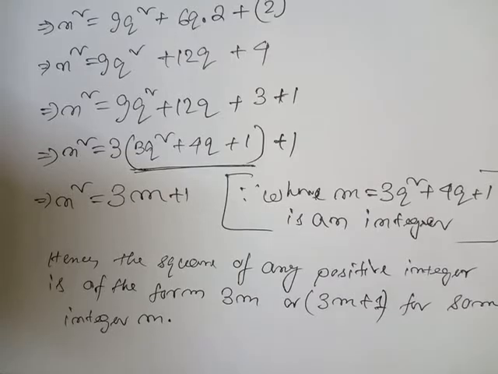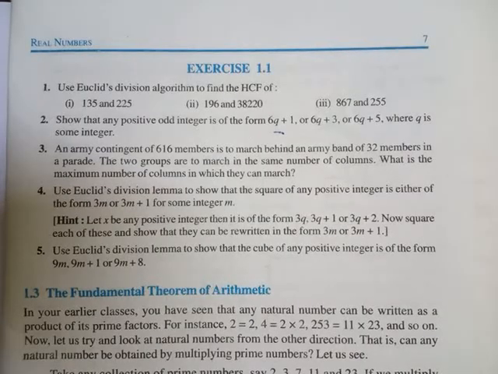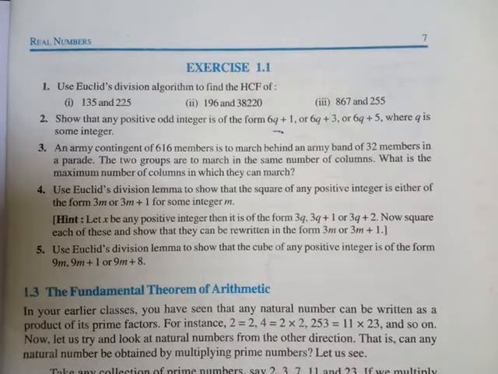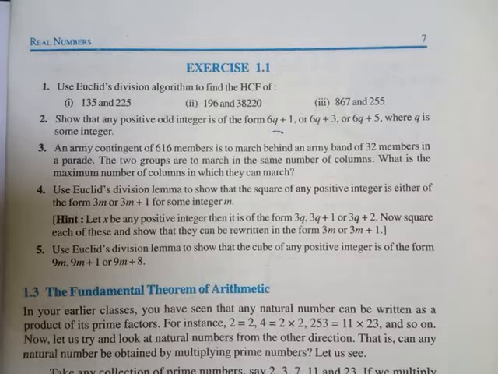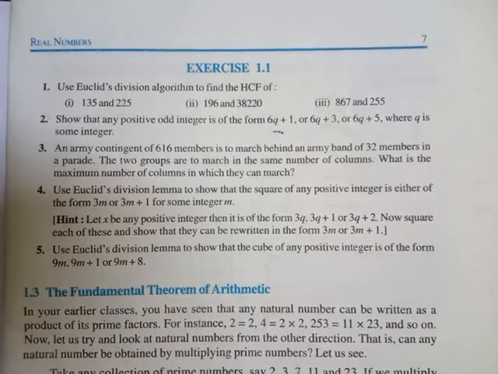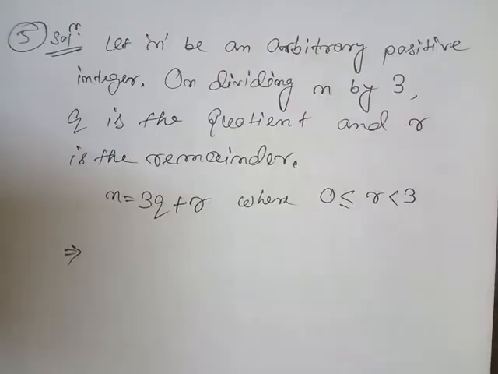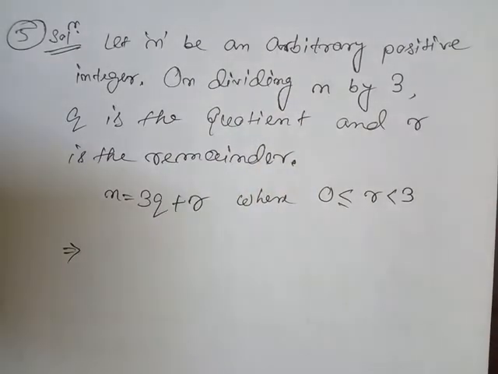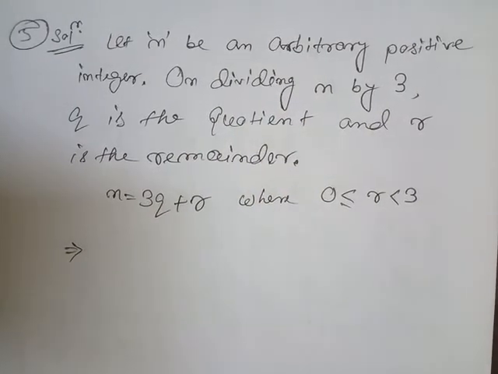Number 4 done. Now look student, exercise 1.1 question number 5 now. Use Euclid's division lemma to show that the cube of any positive integer is of the form 9m plus 1 or 9m plus 8. Now let's have a look how to solve this one. Look student, here let n be an arbitrary positive integer. Arbitrary means any positive integer.